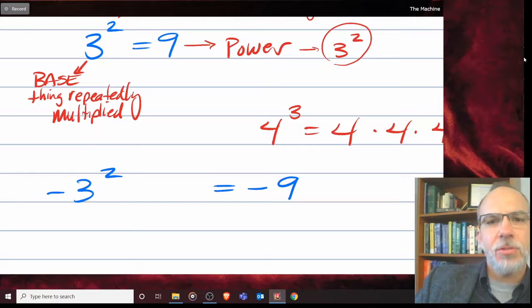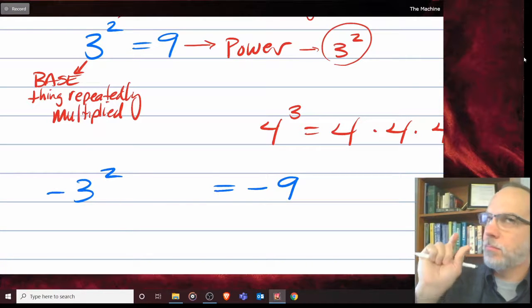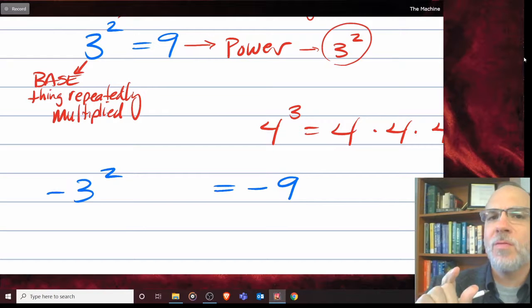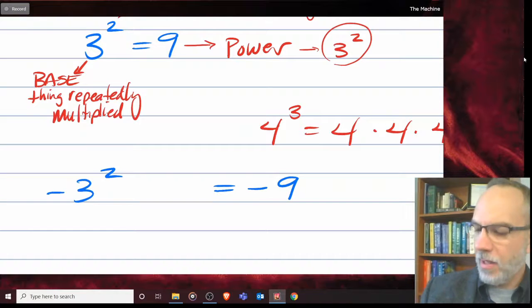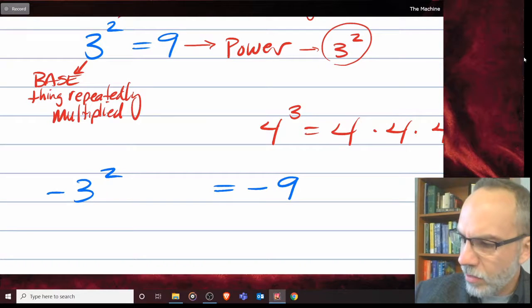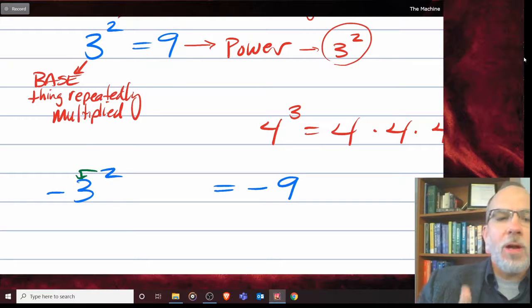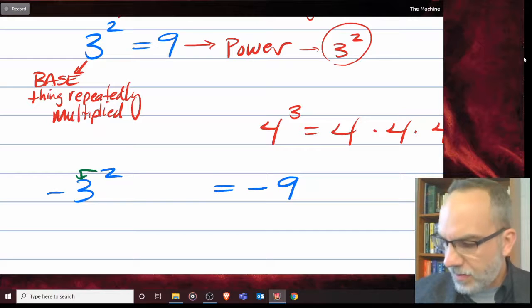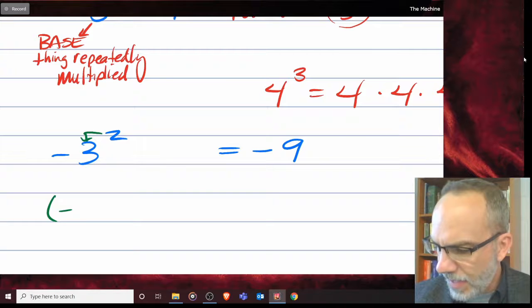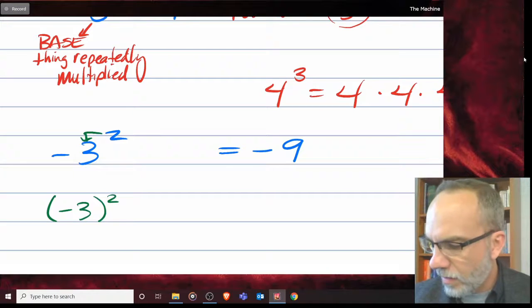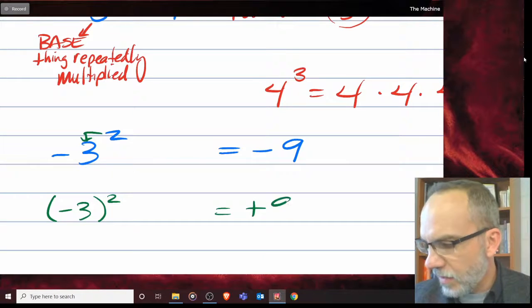Okay, the answer to an exponent is the power, but when you see an exponent, you've got to be thinking about what's the base. What is the thing that's going to be repeatedly multiplied? And the way I have written it here, the exponent only applies to the 3. If I wanted to include the negative with it, I would have had to have put a group around it. Negative 3 squared, that's equal to positive 9.